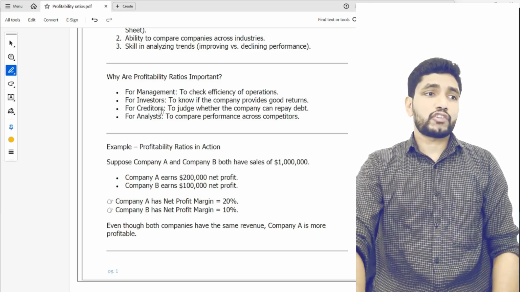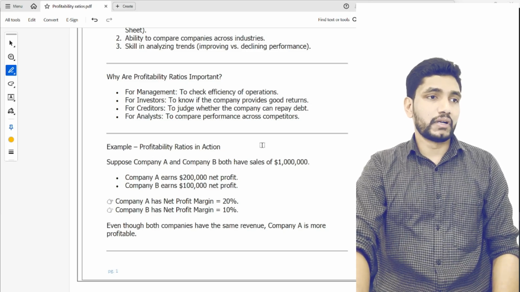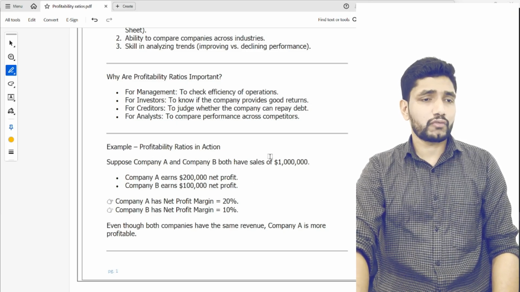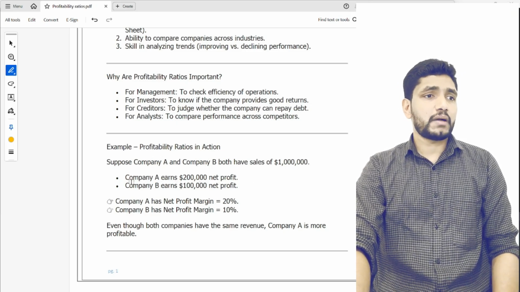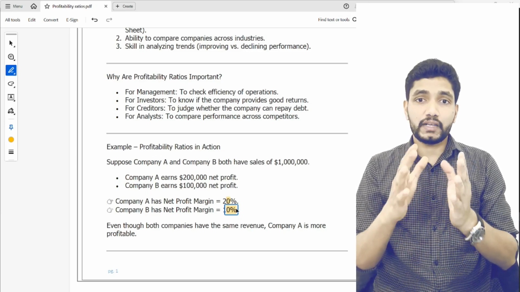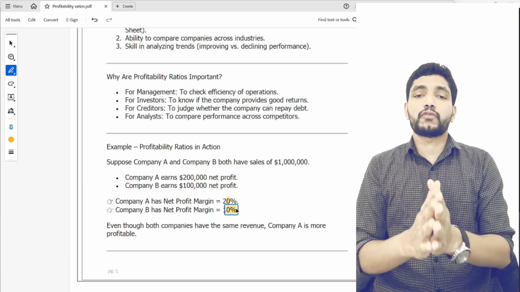So just to see what a profitability ratio is, we can go through this example. There are two companies, both with sales of $1 million, but company A earns $200,000 as net profit and company B earns only $100,000 as net profit. So when we look into the net profit margin in this scenario, company A has a net profit margin of 20% and company B has a net profit margin of 10%. We can see that both companies are generating the same revenue, but their profitabilities are different, or the net profit is different.